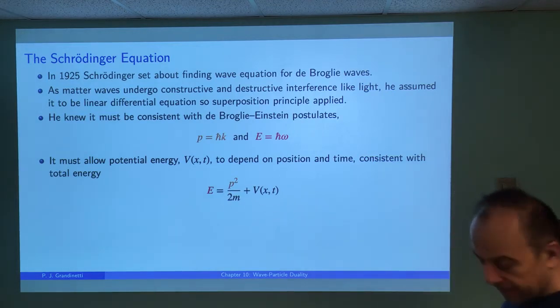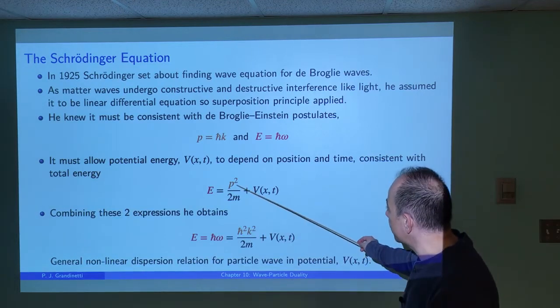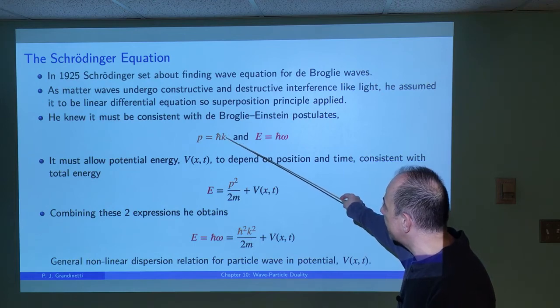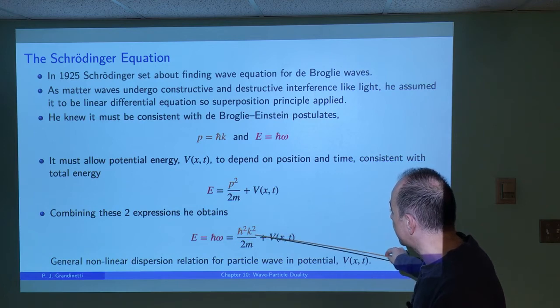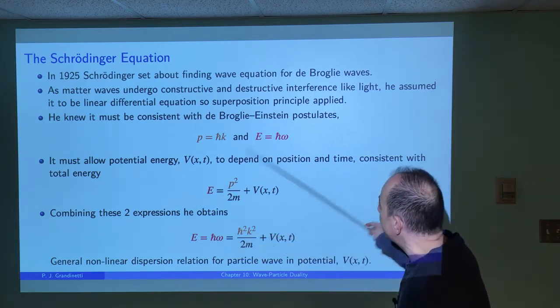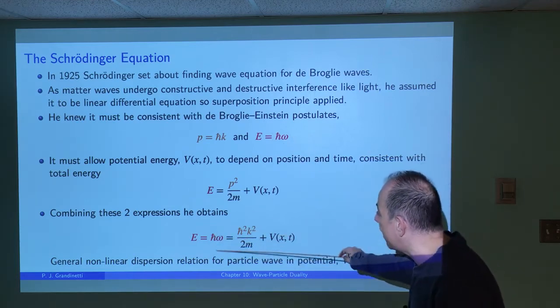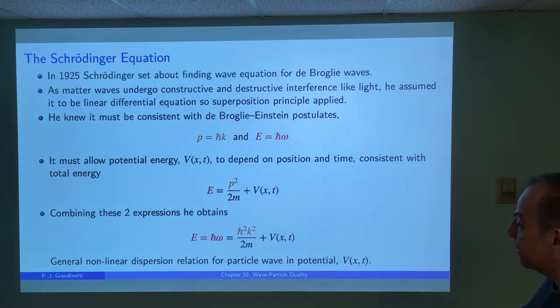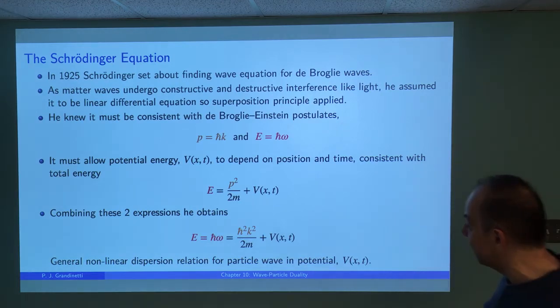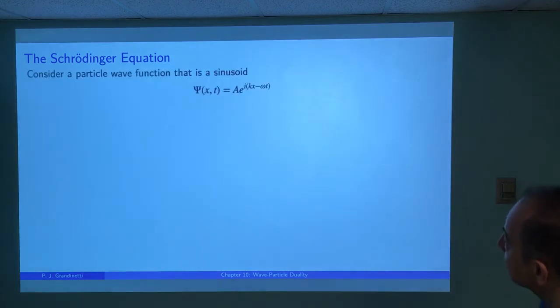So he wrote down the total energy expression, and he said, okay, here's momentum squared. I know momentum is related to wave number, so through this relationship I'm just going to substitute here for momentum squared, and that gives me this. And then for energy, he knows that energy has to satisfy this relationship for the wave. What he has here now is a nonlinear dispersion relationship for this particle wave. So he has omega as a function of k with an arbitrary value for the potential there.